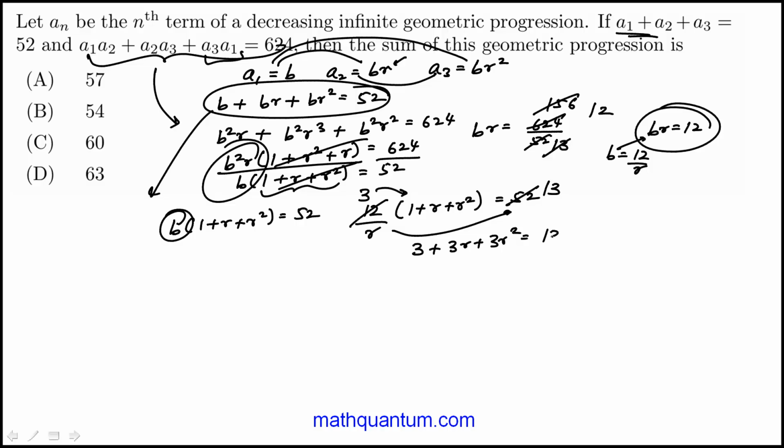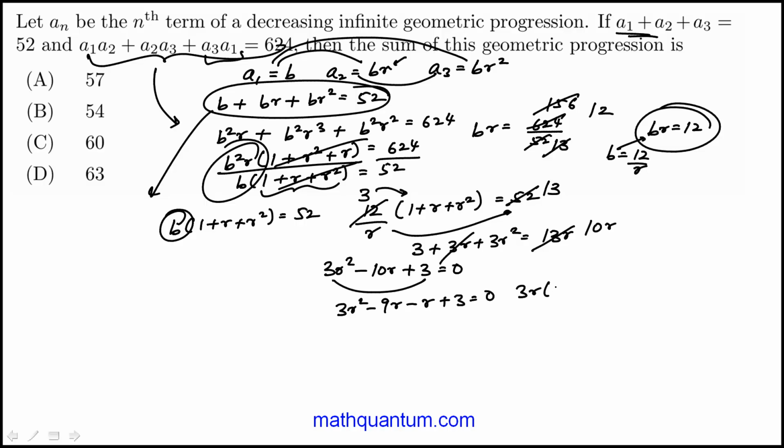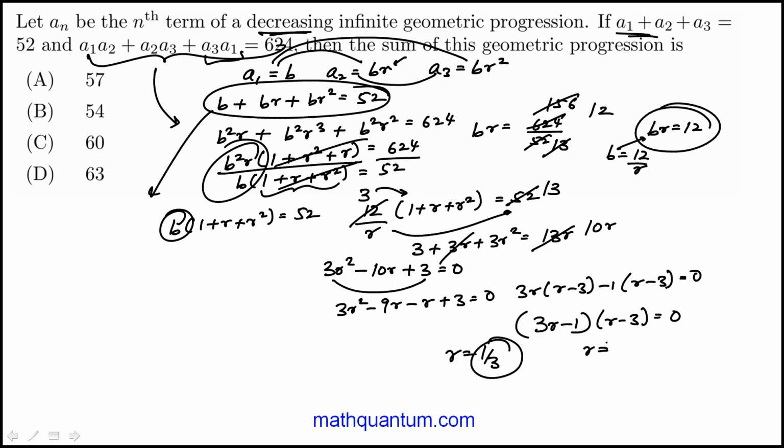And that becomes 13r. Again, I'm expecting a nice quadratic here, and these are all clues you should be looking for in the exam if things are factoring out nicely. So that's 9, so I just need to split that into 9r and r. So 3r, r minus 3, minus 1, r minus 3. And note that they tell us that it's a decreasing infinite geometric progression, which means r has to be 1/3 and not 3.